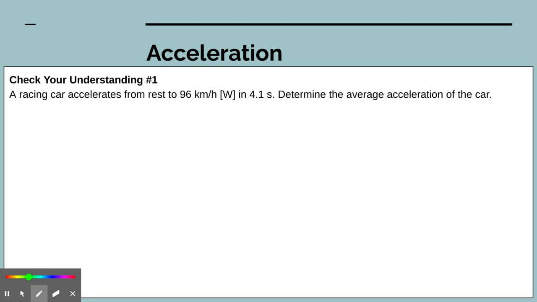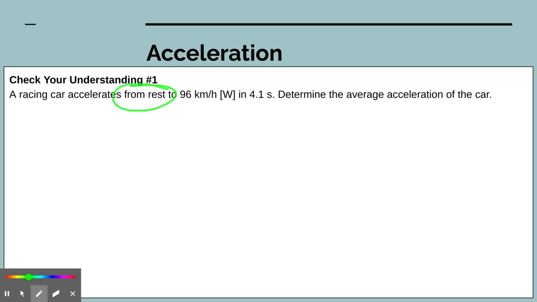Okay, so a racing car in this example accelerates from rest to 96 kilometers per hour west, and it does this in 4.1 seconds. We've got to determine the average acceleration of this car. Like every kind of question in physics, we need to first establish what we know and then what we don't know. So what we know is that we have this car accelerating from rest to 96.